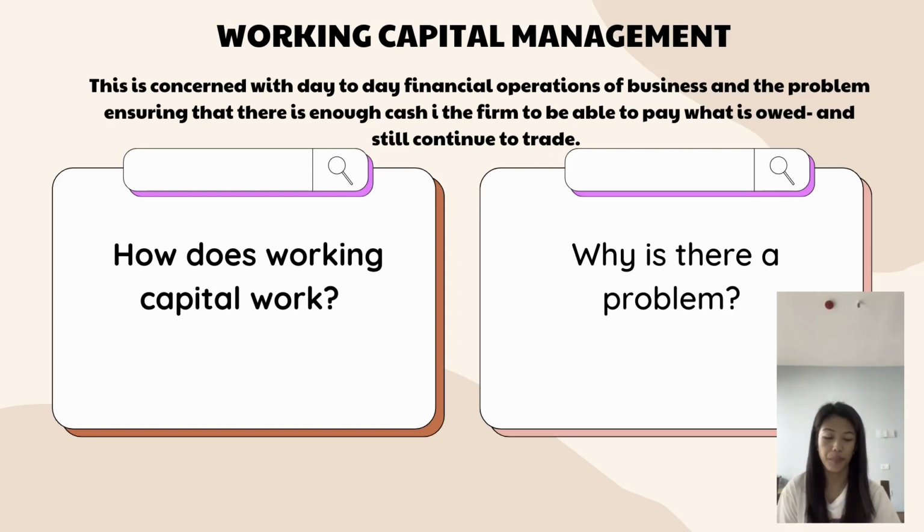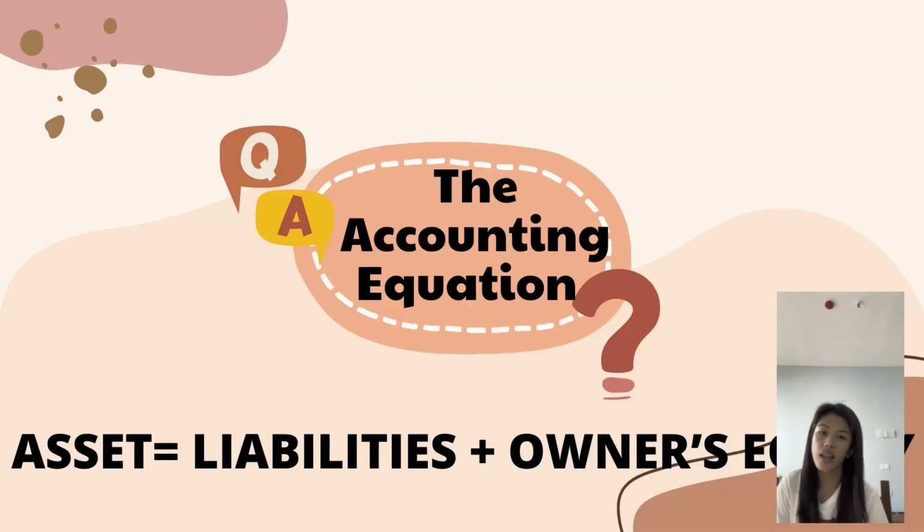Why is there a problem? The firm may not be able to get its hands on enough cash when the supplier asks for payment. High stock levels including work in progress, low profit margins, and a fast rate of sales growth often compound the problem. So next is the accounting equation. Basically, the accounting equation is assets equal liabilities plus owner's equity. Normally, ang asset gyud is equal to the addition of the liabilities and owner's equity para mahimo siyang balance.